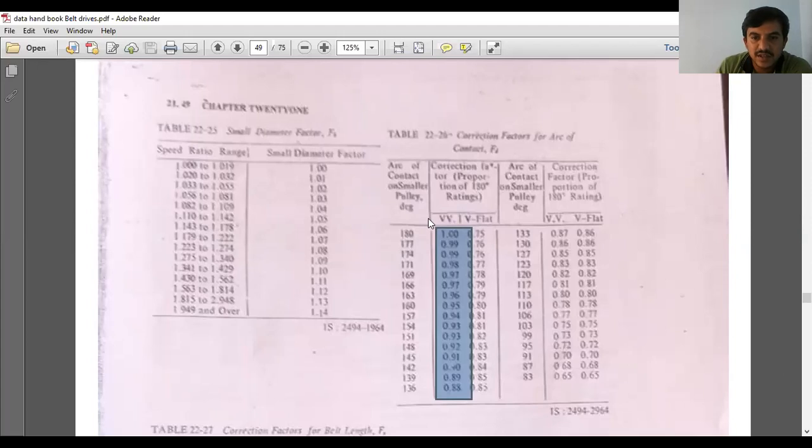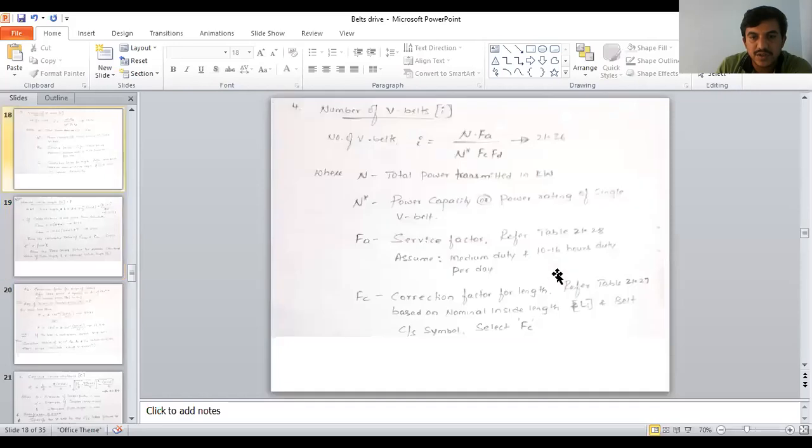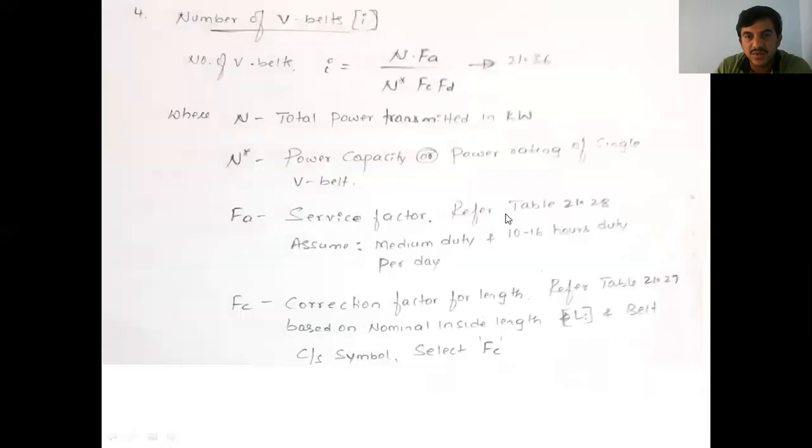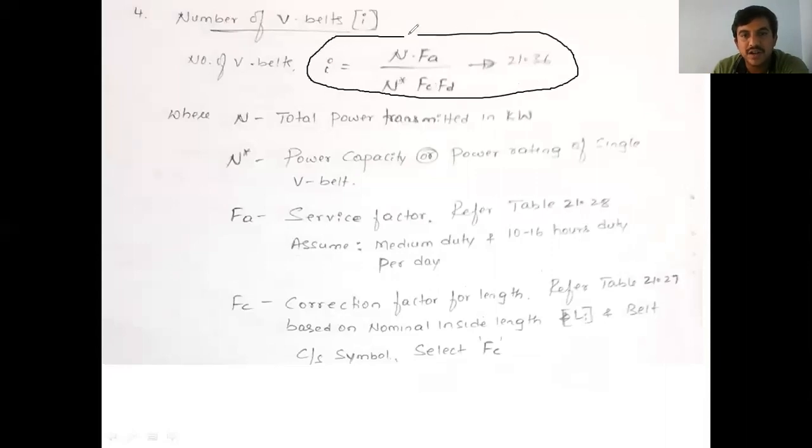Next, substitute all the values of power transmitted, N star power rating, and all the correction factors into equation number 21.36. Then you'll get the number of V belts to be used to transmit the power. Round it up, since you'll get a rational number, and make it an integer. All right.